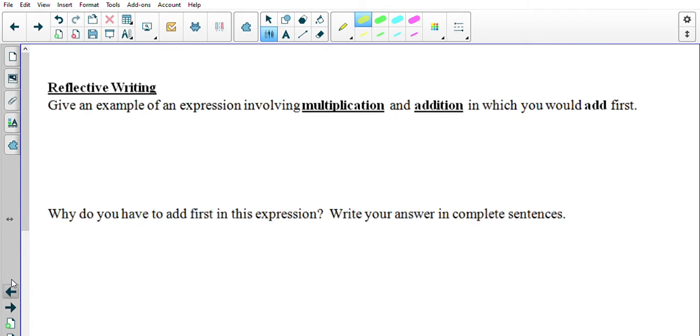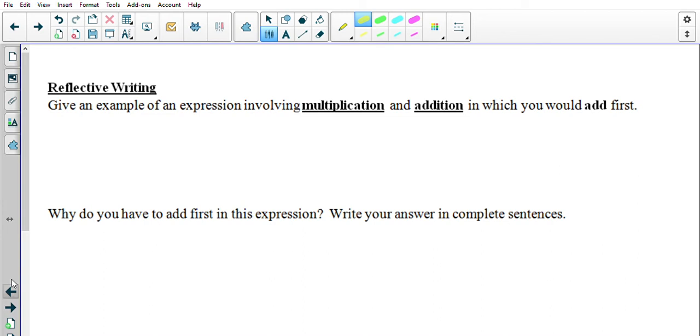All right, we'll of course see some more practice in class. In our guided notes, you have a reflective writing section, and here it says to give an example of an expression involving multiplication and addition in which you would add first. You know multiplication comes first in order of operations, but give an example of an expression in which you would add first. Go ahead and pause the video, give that a try.